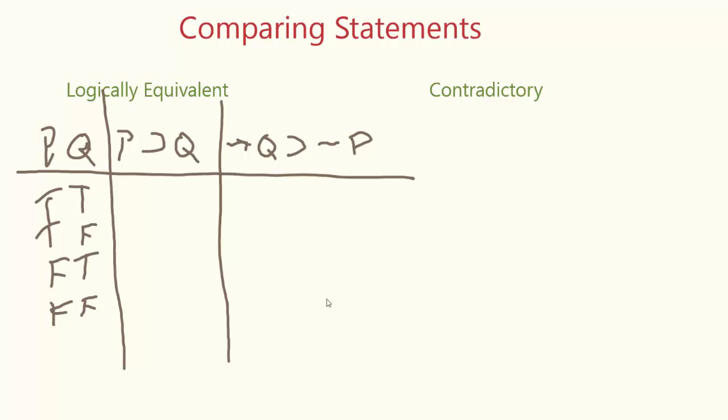And there's only one situation in which our material conditional is false. That's the situation in which its antecedent is true, but its consequent is false. That is the second situation. In all the other cases, the material conditional is true.